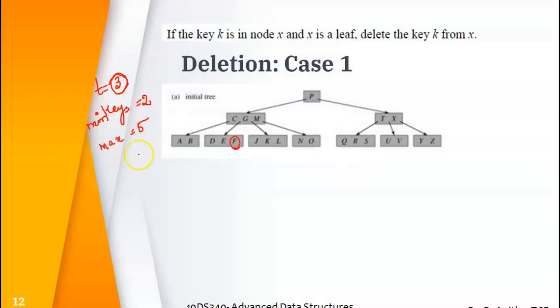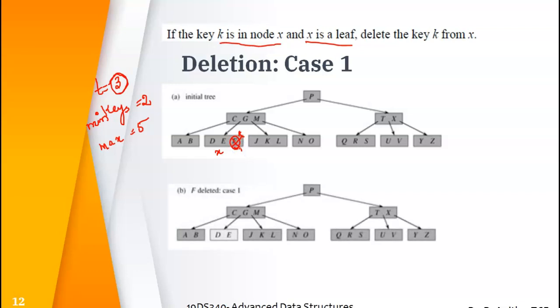So I am reiterating what I have been saying here. I have a node f here in the leaf. So the first case is deleting the leaf node f. What is mentioned here is: if my searched k is in node x and x is a leaf, so this is x, this is k, f is k. So k is inside x and x is a leaf, so simply delete this f. There is no other complexity. Just deleting the f will lead to this result. So this is the first case.